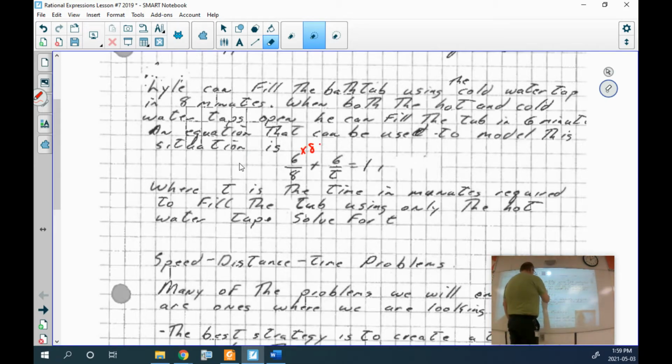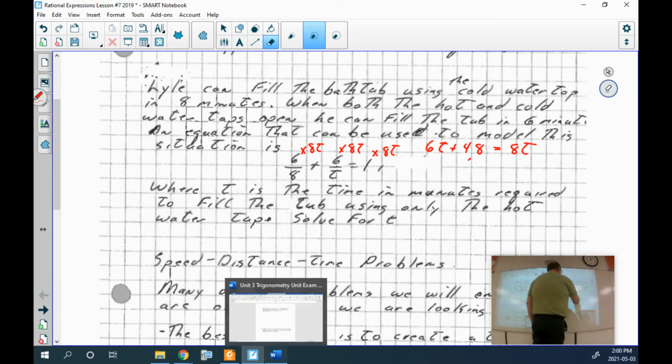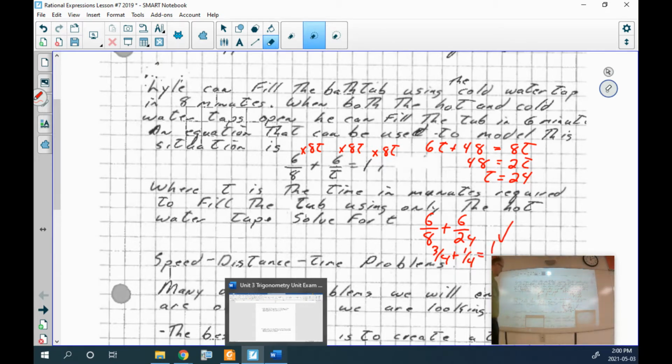I need to multiply everything by 8t because that's my common denominator. And we end up with an equation that reads 60 plus 48 is equal to 8t. 48 is equal to 2t, t is equal to 24. Now, we want to go back and check our work. So we have 6 over 8 plus 6 over 24, 3/4 plus 1/4 equals 1. So we have checked our work with this.